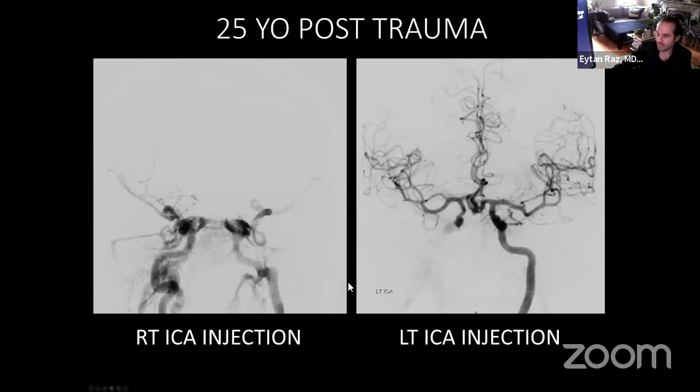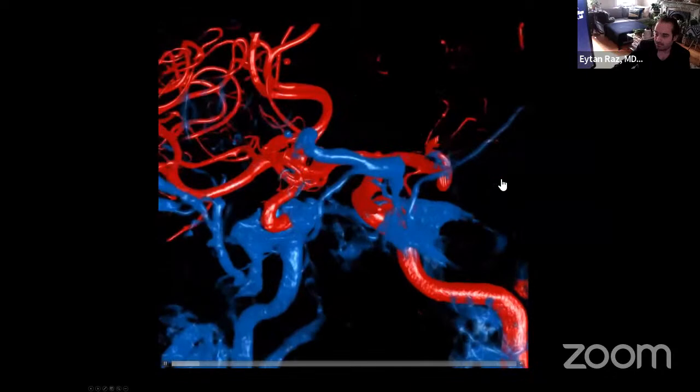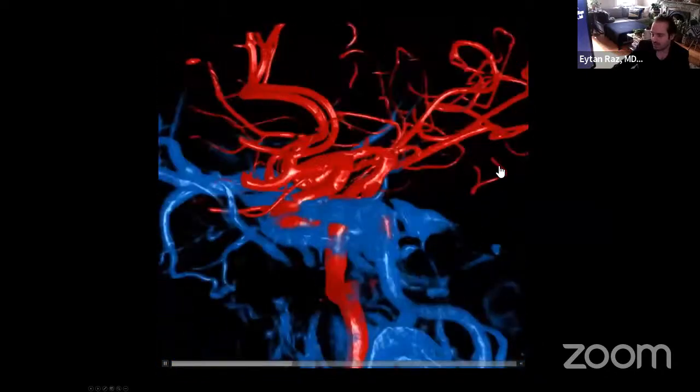And when you inject from the left, now you're going to see filling of all the brain, right? And filling even retrograde to the fistula. Now, can we sacrifice this vessel? Probably yes. This is almost like a pass. It's essentially a balloon test occlusion pass, right? But in this case we actually didn't.